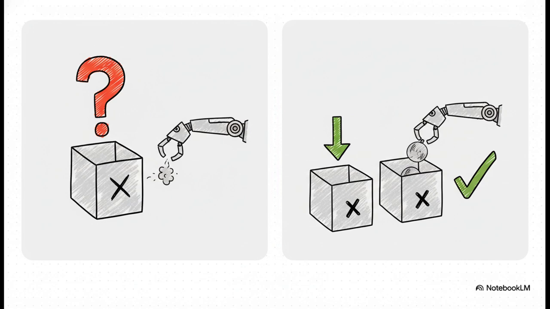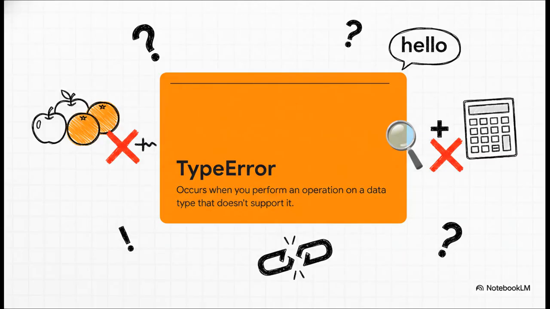Simple as that. Now, a type error is that classic apples and oranges problem. You're trying to do something to a piece of data that just doesn't make any sense for its type. The most common example? Trying to add a number to a word. I mean, you can add 2 plus 2, but you can't really add 2 plus hello, can you?